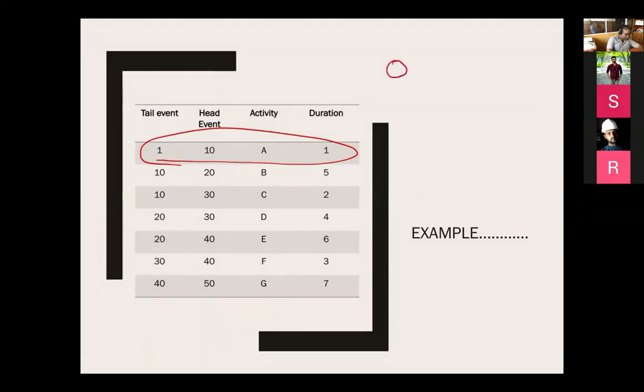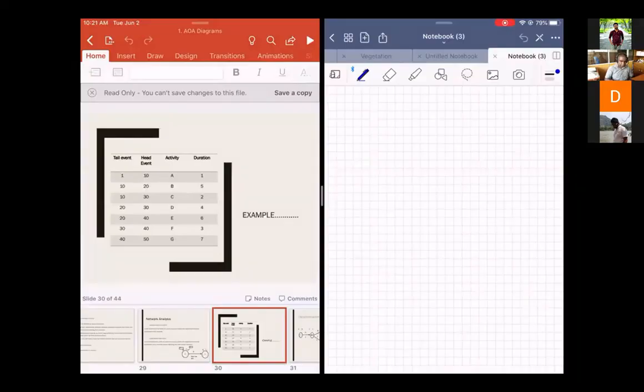Tail event is 1, head event is 10, the activity is A, duration is 1. So I have drawn this. If you have an issue on this, please let me know, because from this point onwards, if you don't understand what I have drawn now, you will not be able to follow this. Can you take a pen and a piece of paper and draw this network with the available data that is given to you? I'll give you some time. You can see my screen, right? Good.